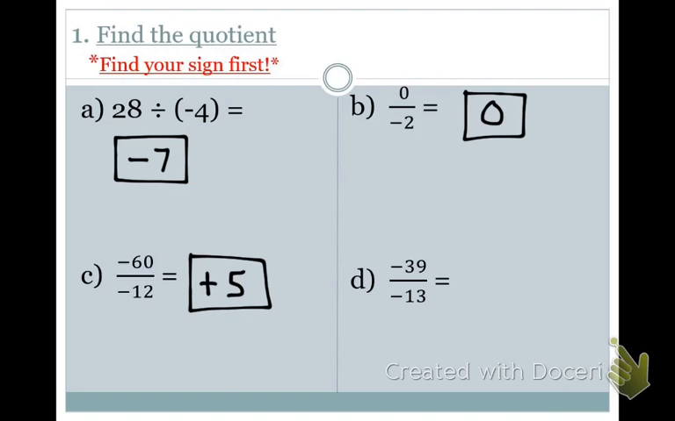Who wants to do the last one? All right, Michael, help me out. Is my answer going to be positive or negative? Positive. Okay, how come it's positive? Because there are 2 negative signs, 2 is an even number, and anytime you have an even number of negative signs, your answer will always be positive. And what is 39 divided by 13? 3. 3 is correct.